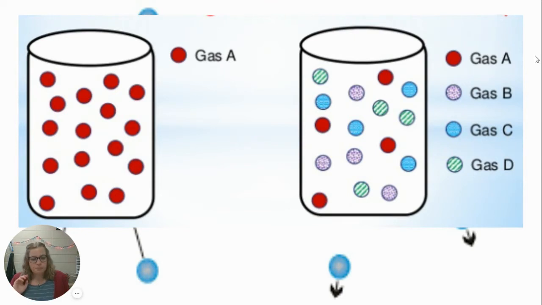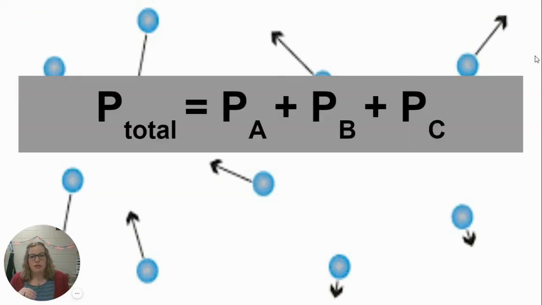And so, Dalton's law is pretty simple. It's that the total pressure inside your container is the sum of the pressures from every gas that's in the container. So in this case, I don't have D on there, but it's like A, B, C, D, all the way to as many gases as could possibly be in the container. And that's literally the law.